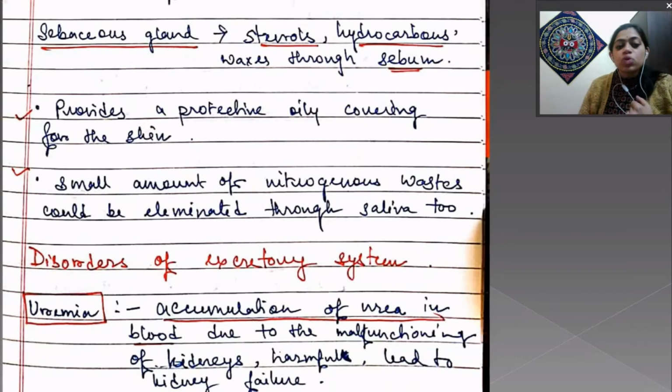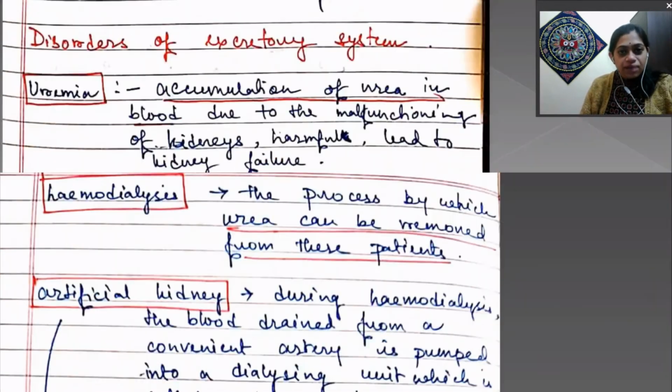First disorder is uremia, accumulation of urea in blood. So this is the most dangerous thing, that our nitrogen waste is accumulated inside our blood due to the malfunctioning of kidneys, and it is very harmful and it leads to kidney failure. The disease condition is called uremia.